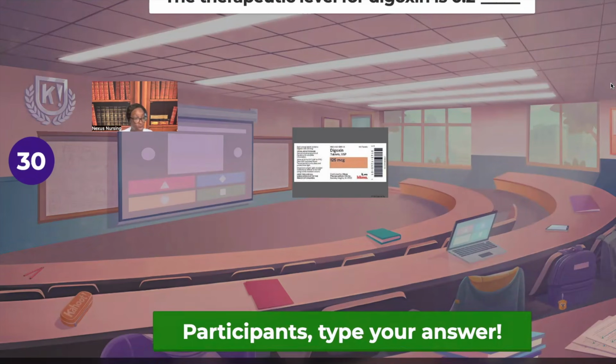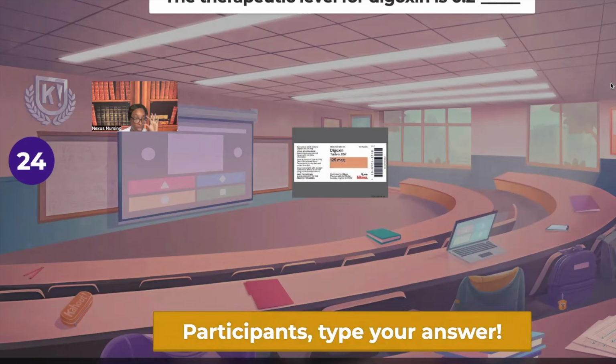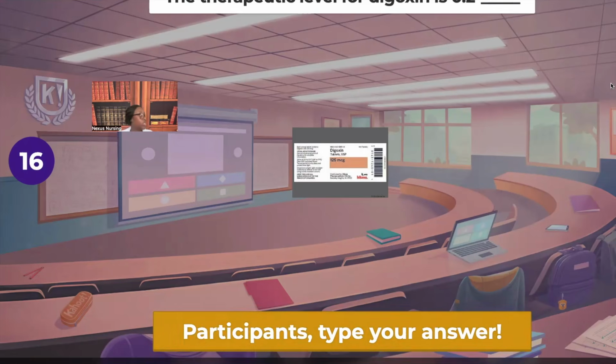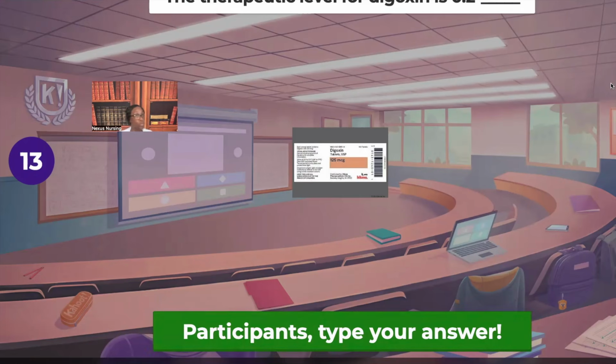For NCLEX, you better know what digoxin is. There's not too many questions on NCLEX that want you to know directly what the drug class is. Guess what? Digoxin is one of them. You better know that drug class. You better know the therapeutic range, and you better know those signs and symptoms of dig toxicity. Don't say I didn't warn you. The therapeutic level for digoxin is 0.5 to what?